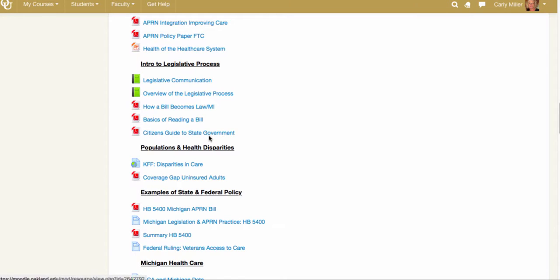Same thing with Citizens Guide to State Government. This is a long document, obviously, too, and I don't expect you to sit there and study it, but it's a good source to go to if you are not understanding a process of the legislative arena, and it gives you a good idea as to how our state legislature works.